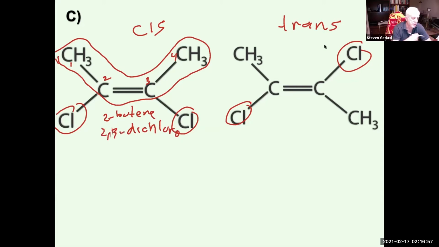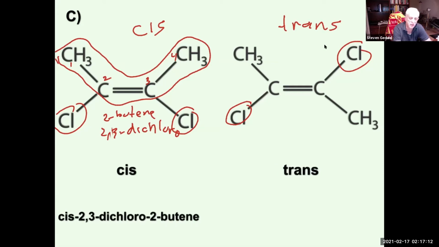You got it. So this compound over here on the left-hand side is going to be cis-2,3-dichloro-2-butene. Cis and trans. So cis-2,3-dichloro-2-butene. And then trans-2,3-dichloro-2-butene.